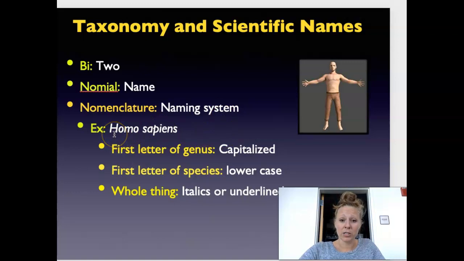So for example, our genus species as humans is Homo sapiens. And so when we write this, notice how this is written in a very specific way. The first letter of the genus, right here, the H, is going to be capitalized. The first letter of the species is going to be lowercase. And then the whole thing is going to be either in italics or underlined. And the reason for this is when you're reading literature and you come across a funny word, you know that if it has this setup, they're talking about a very specific species. And so this is the binomial nomenclature, also known as the scientific name.